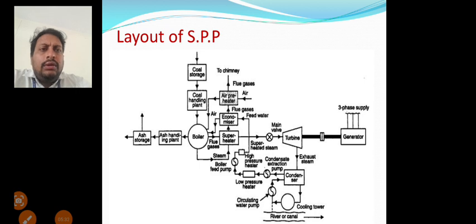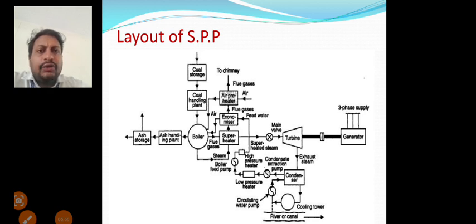So the first step is the coal handling. After burning in the boiler, ash will be formed, so we need to consider ash removal. The first flow circuit is coal handling, and then whatever ash is produced after the combustion will be removed from the boiler.